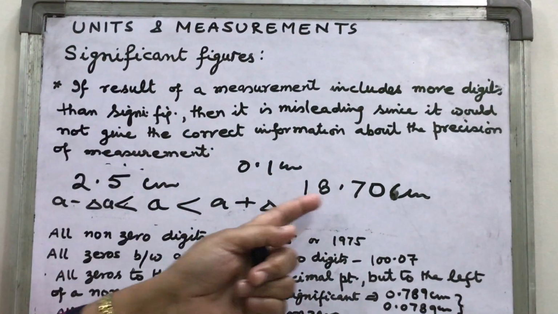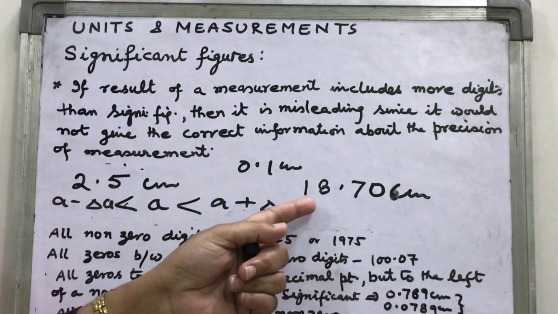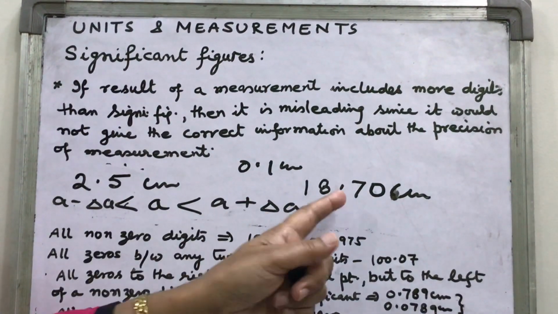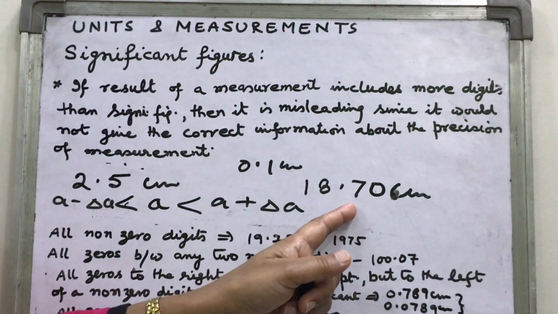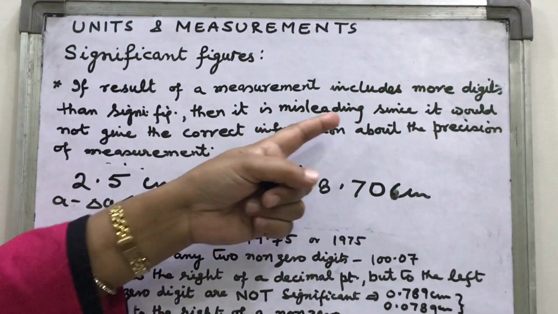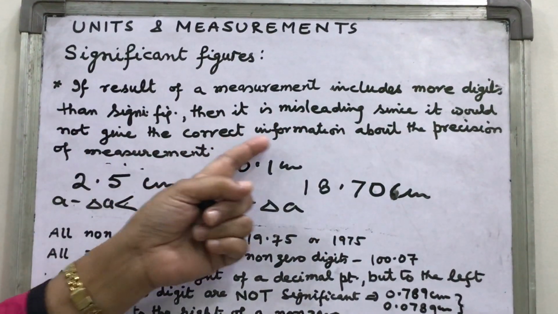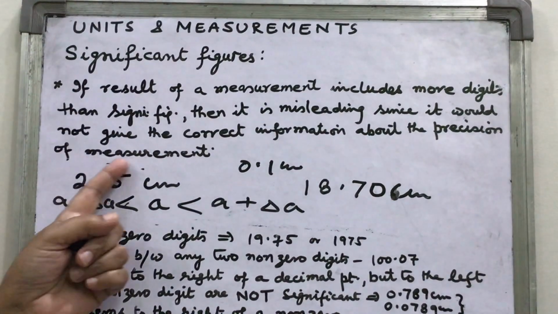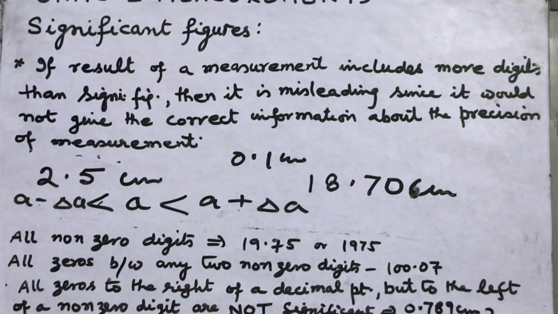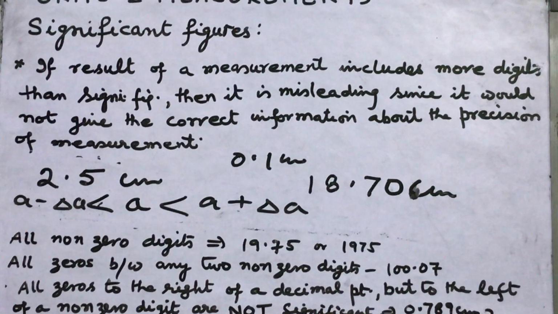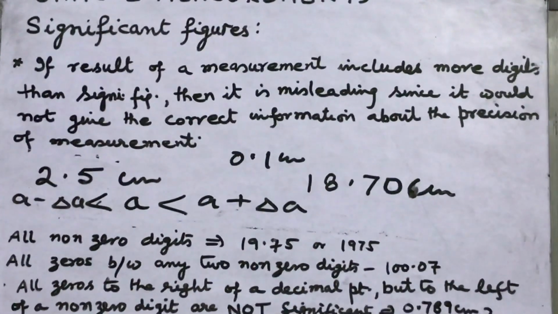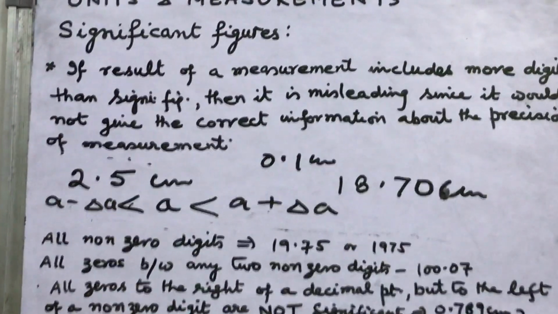Why? Because it has more than the significant number of digits. Actually, if you take the measurement by scale up to one place of decimal, it should be 18.7. So 18.7 is correct. The other is misleading because it would not give the correct information about the precision of measurement. So that is why every measurement should be reported like this. That is, in terms of proper significant figures, any measurement is said to be accurate and scientifically correct.